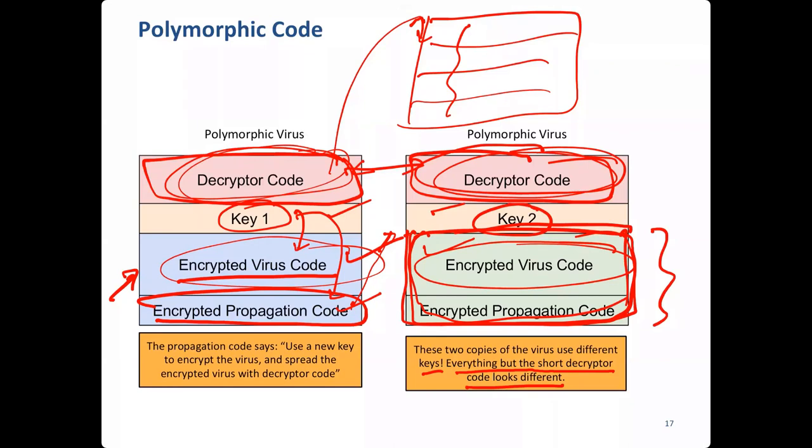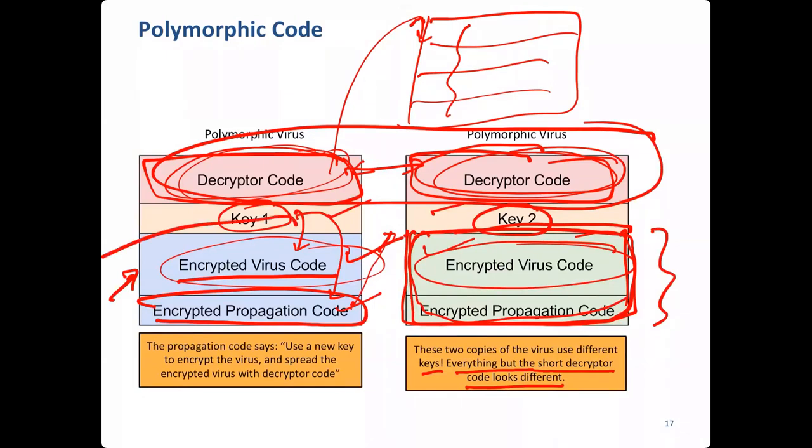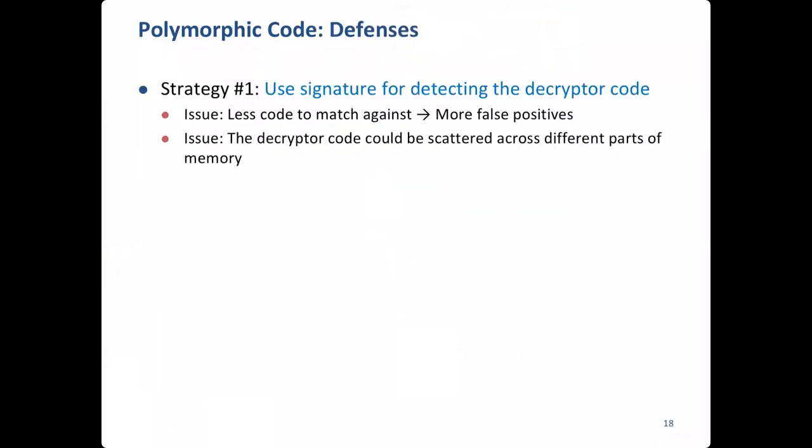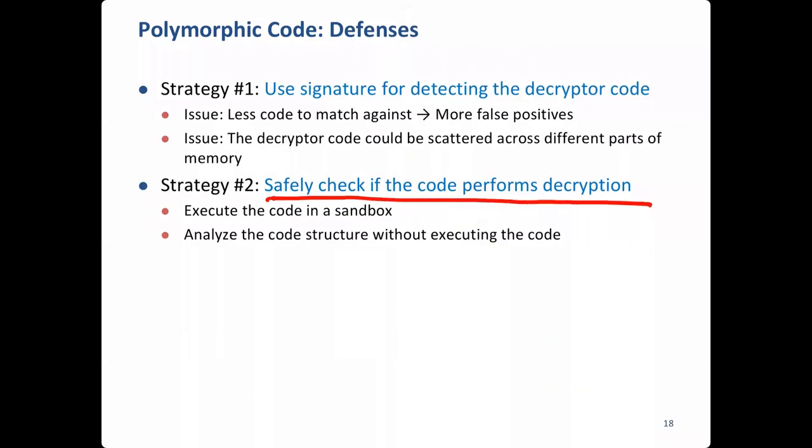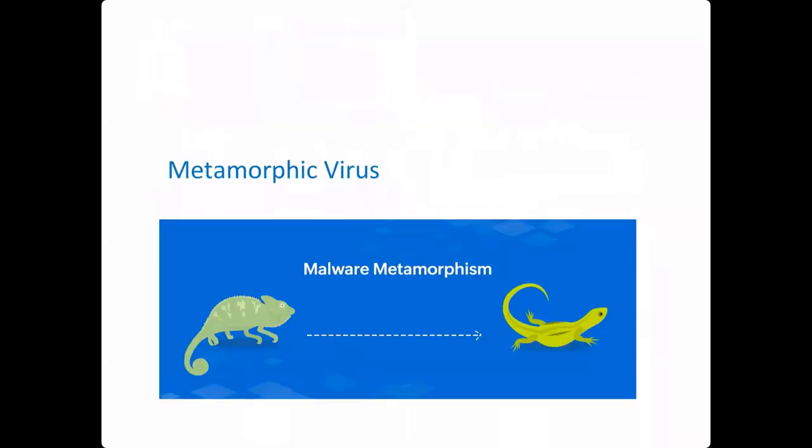Okay, so now detection can be done only through the decryptor code, rather than this plus this. The second strategy of defense is to safely check if the code performs decryption. Normally, a code should not perform any decryption, right? So take the code and put it in the sandbox. A sandbox is a kind of protected environment where you can look at the behavior of this code and see if there is any decryption happening or not. If decryption is happening, then you can further analyze the code. Okay, all right.